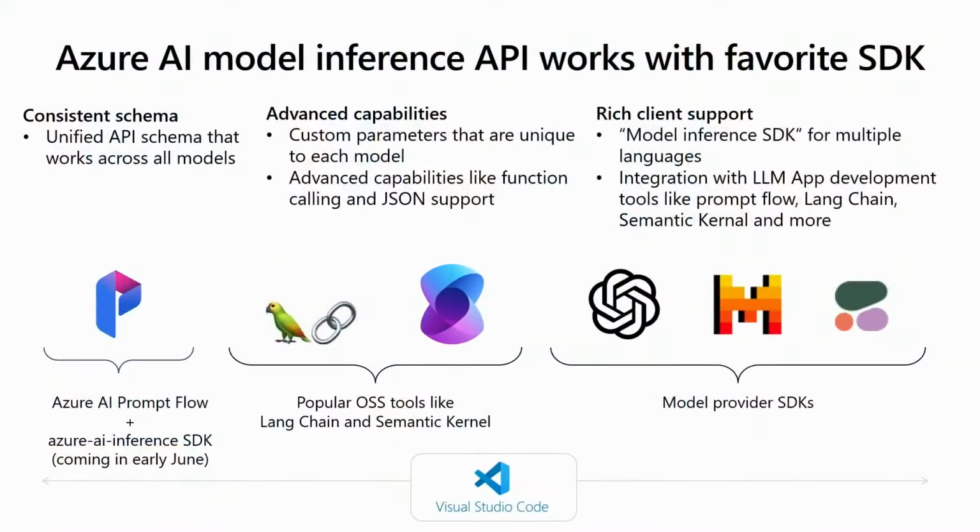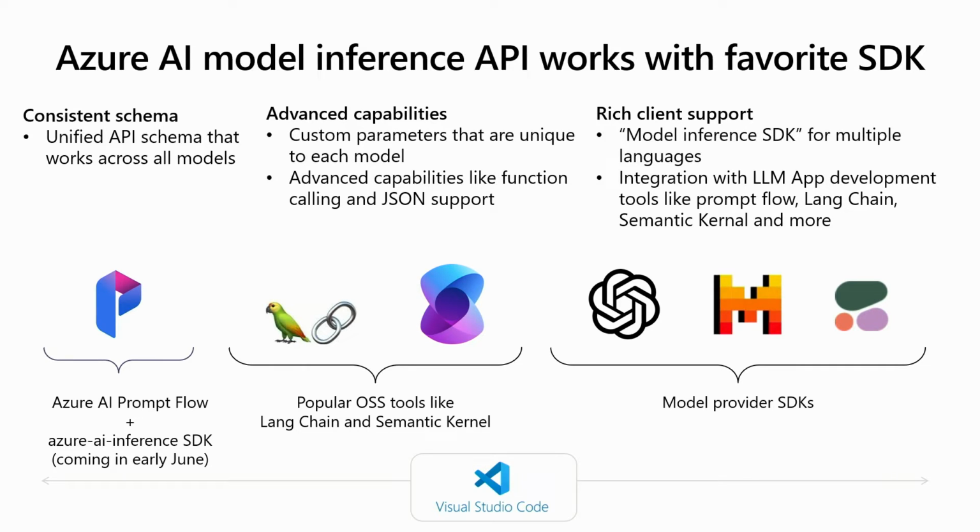So now that you got the models deployed and you have an API, it's important to look at what the API shape is and how it helps you work in a unique way. All these models are exposed through a consistent model inference API that we are working with model providers to shape and evolve. So it's very easy to switch and try out different models. And these APIs are not very basic. They offer all the advanced capabilities, function calling, JSON support.